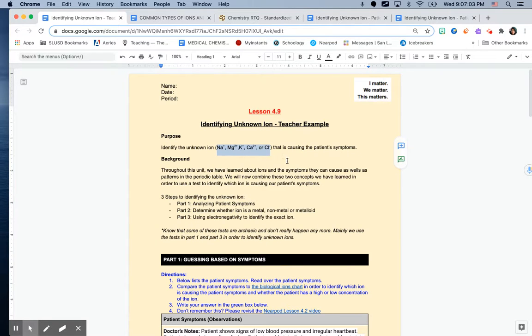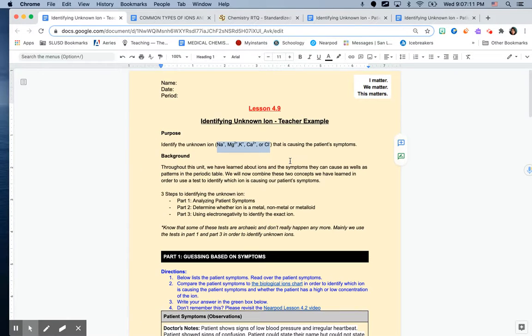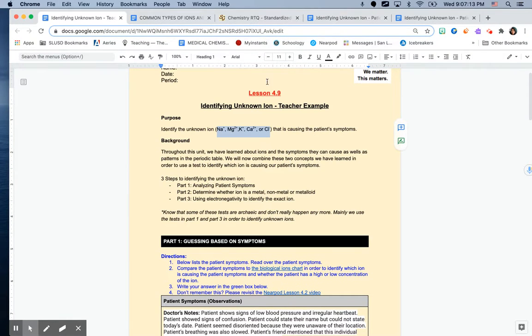And then we talked about the periodic table for a little bit. So we're going to put those two things together and some of our previous Nearpod lessons in order to identify for your particular patients which one of these 5 ions is causing them specific types of symptoms. And we're going to go through 3 different parts to determine that. So in this first video, we're just going to go through part 1, analyzing the patient's symptoms.